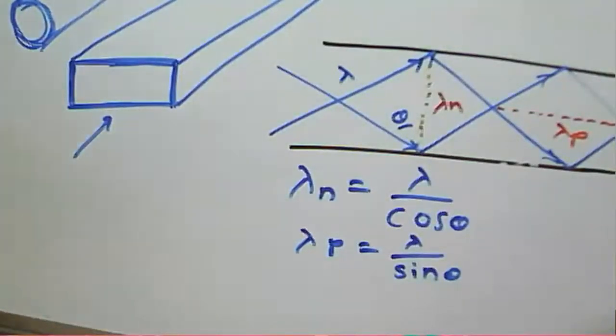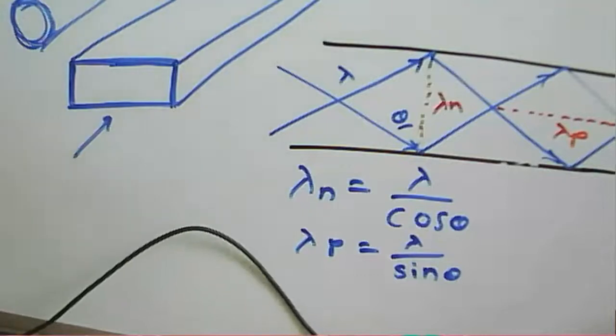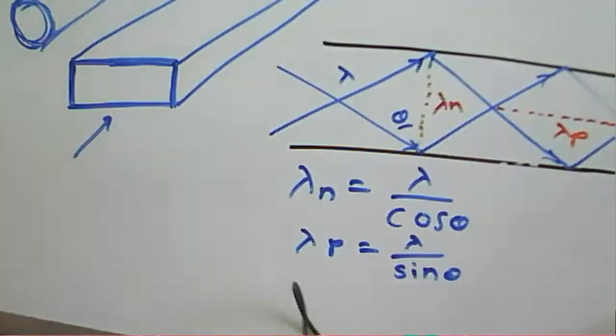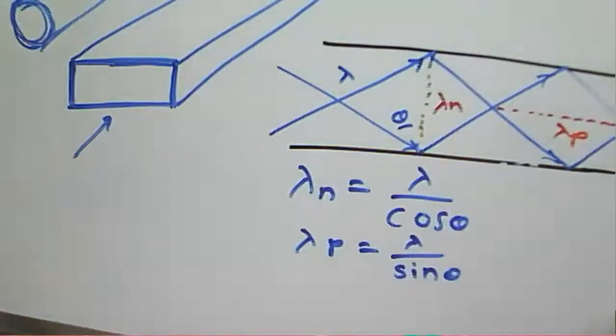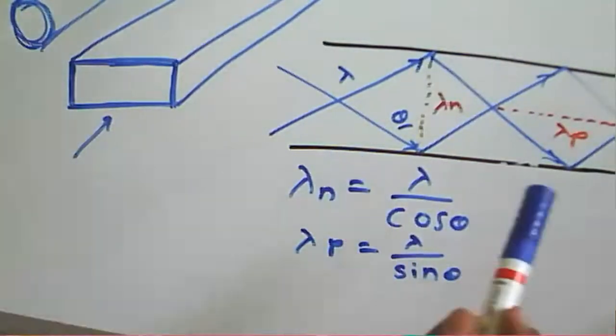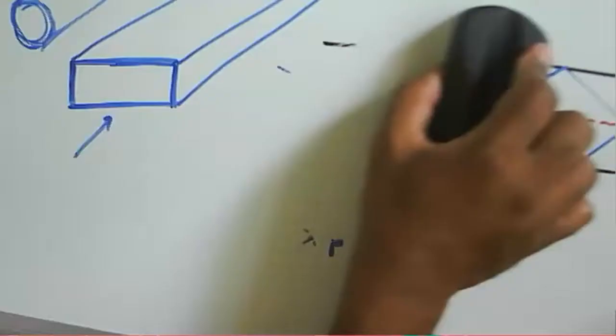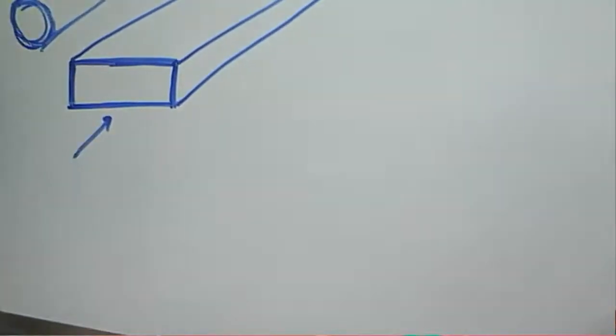So that's what we can say about a rectangular waveguide: these are the normal component, and we can say the parallel component in this guide here, in this rectangular waveguide.